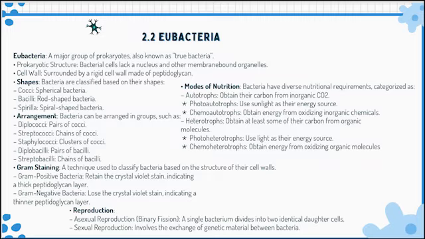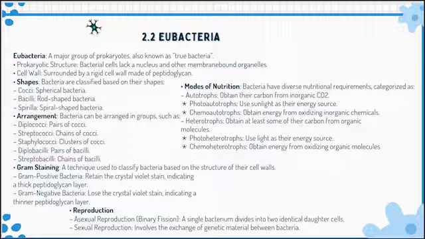Let's start with Eubacteria, also known as true bacteria. These are prokaryotic, meaning they don't have a nucleus or membrane-bound organelles. And the bacteria come in different shapes. Cocci, spherical shape. Bacilli, rod-shaped. Spirilla, spiral-shaped. And they can also be arranged in pairs, chains, or clusters. For example, Diplococci, which have pairs of cocci, Streptococci, which have chains of cocci, Staphylococci, which have clusters of cocci.